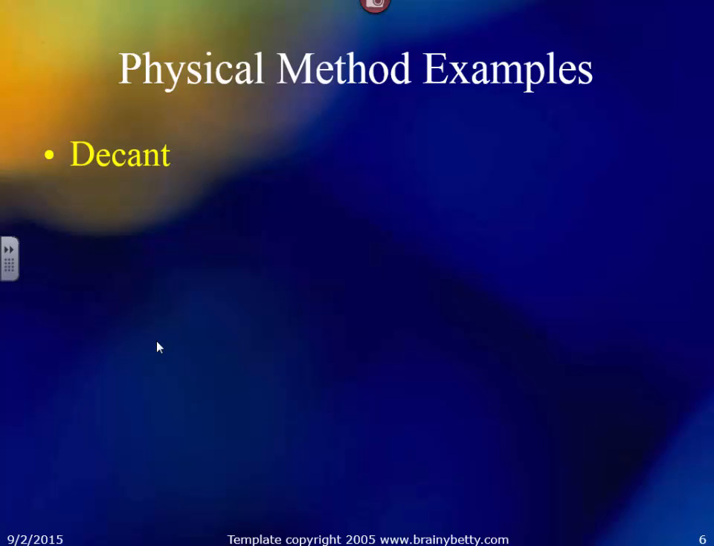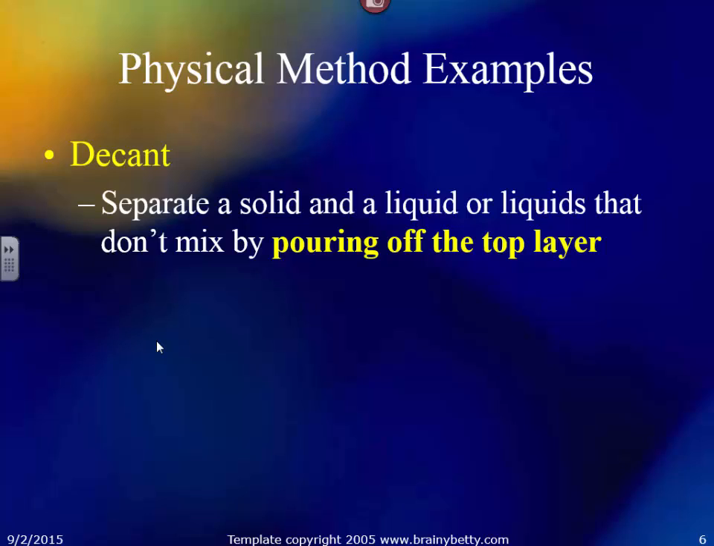Second method. This is another one you're going to use in your lab tomorrow and next week. It's called decanting, or to decant something. This is a fancy vocab word that means separating a solid and a liquid, or possibly two liquids that don't mix, simply by pouring off the top layer. You've done this already. You just didn't know that it had a fancy name.